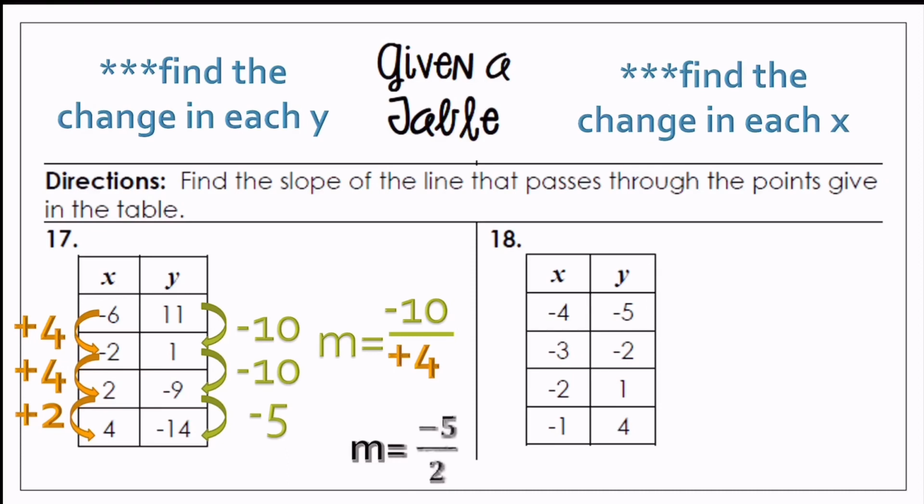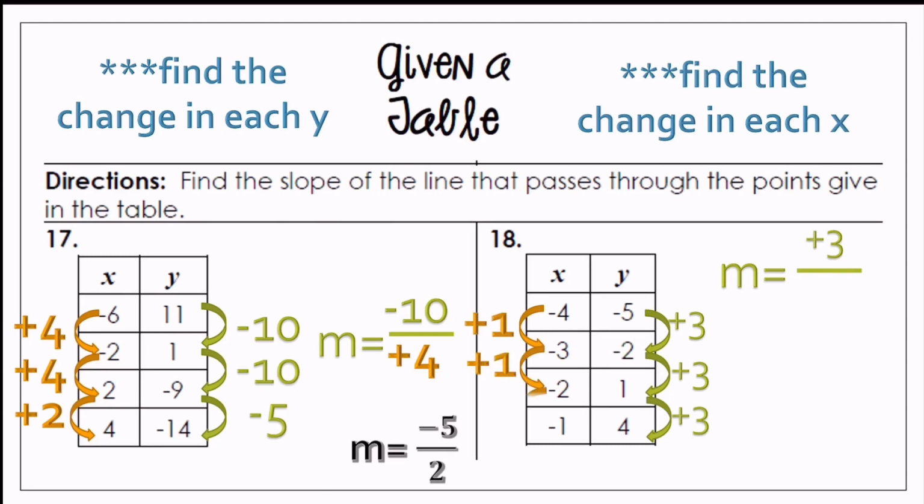So let's go look at 18. I can do it here too. Here was a +3. I could choose to go between these two, still a +3. Or I could have chosen these last two. I still have a +3. So no matter what, the change in my y is 3. Then I find the change in my x, and that was a +1. Here was a +1. Here was a +1. So I put it over 1. When I simplify, my slope is 3. So ladies and gentlemen, it doesn't matter which ones you pick. You could pick one pair, your friend could pick another. As long as you're simplifying your slope, you're going to end up with the same answer.